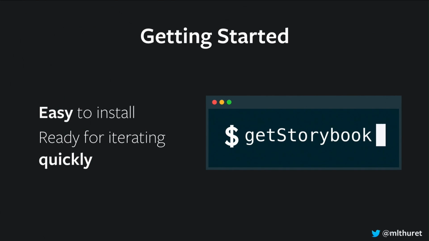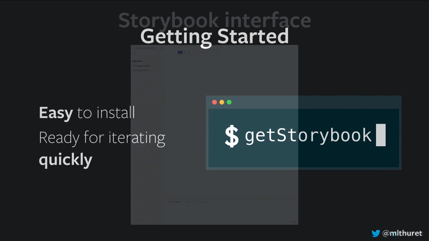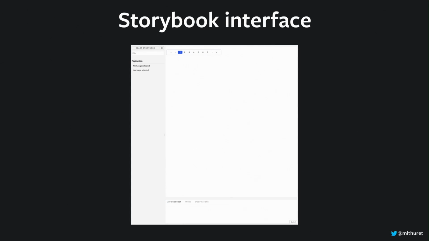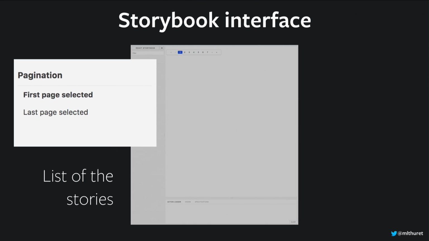So to get started with React Storybook, it's fairly easy. If you already have your React application, you just need to run a single command line, get Storybook, and then you're ready to start developing. What you will get is this interface. It's basically divided into 3 parts, and the first part is the menu on the left, which has this stories kind, which is more or less your components, and then a list of stories, which are all the substates you can have of your components.